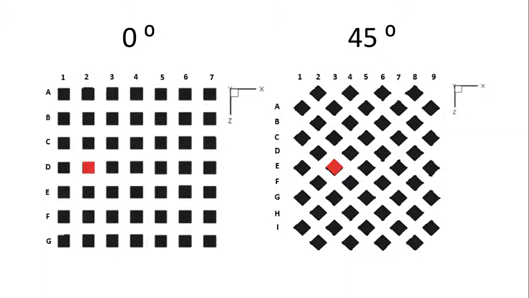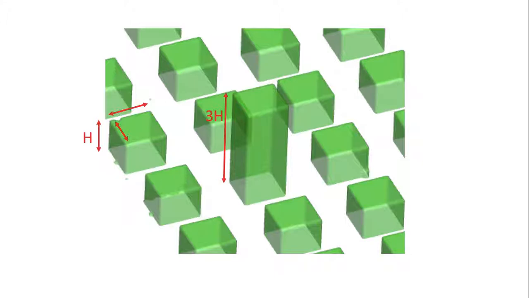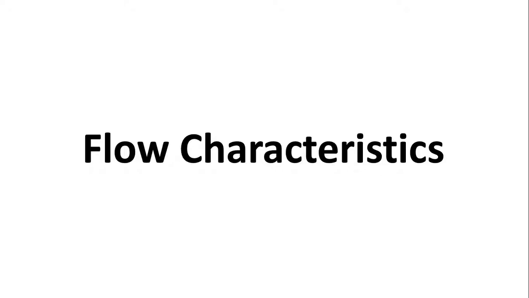This is a top-down view for both orientations, the red square indicating the tall building. Bulk flow travels in the positive x direction for this research, and the center of the coordinate system has been defined as the bottom center of the tall building. H, which is a length scale we'll be using repeatedly, is the height of the cubical short buildings. The tall building height is 3H, which is 3 times that of the regular short buildings.